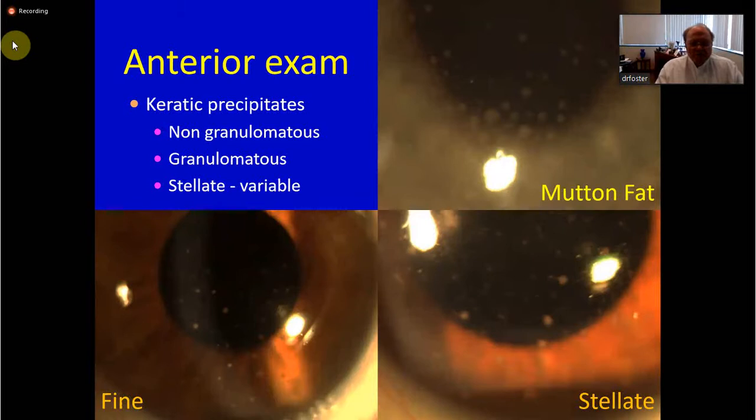What about precipitates on the back of the cornea? Well, they might be small or they might be fat and juicy. Mutton fat KP are seen here. Non-granulomatous KP are seen here. Star-shaped KP are seen here. The stellate-shaped KP are more typical of patients with Fuchs heterochromic iridocyclitis.